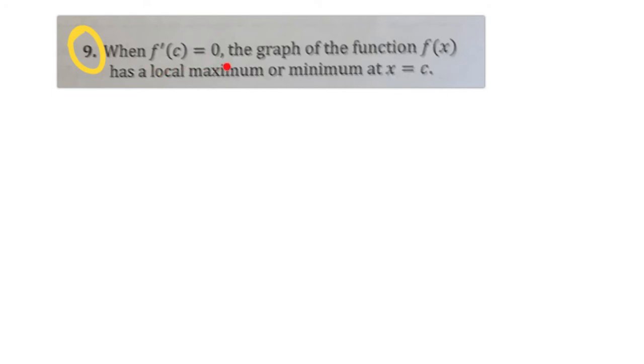When f prime of c equals 0, the graph of the function f of x has a local maximum or minimum at x equals c. Okay, so this one, admittedly, I was like, well, why is that false? You know, so this is actually false. Oh, by the way, the last problem was false too. Hopefully that was understood. So this is false.